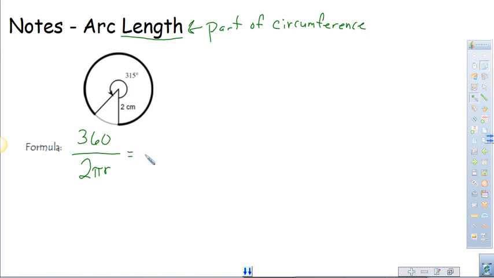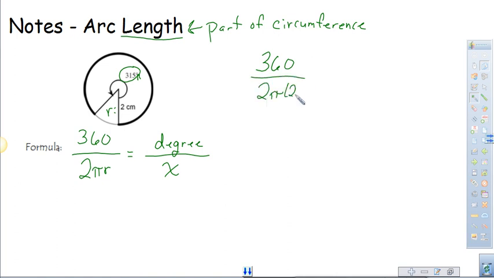But we only want to find part of it. So some number of degrees, and then we're going to find out what that length is. So this is your formula. We're going to substitute these values in so you can kind of see how they work. So this guy here is our r, and this guy here is our degrees. Okay, so we're going to do 360 over 2 pi. My radius is 2. My degrees are 315, and I am finding out the arc length.